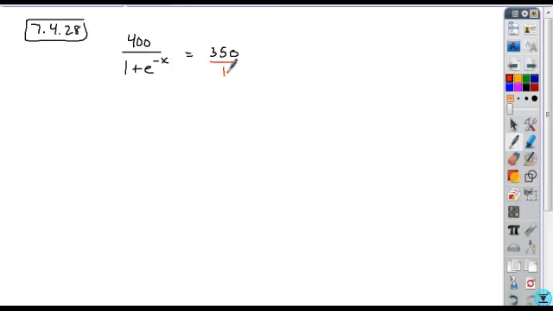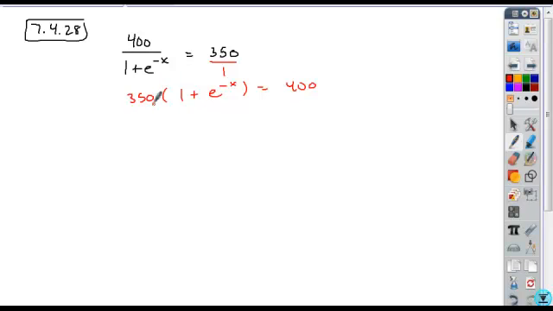All right, so in this particular problem, if you set it up as a proportion and cross multiply to get rid of your fractions, that would be your first step. So here we would take 350 times the binomial, or the quantity 1 plus e to the minus x, set equal to 1 times 400, which is just 400. And so now again, the whole idea is you need to isolate the term that contains your variable.